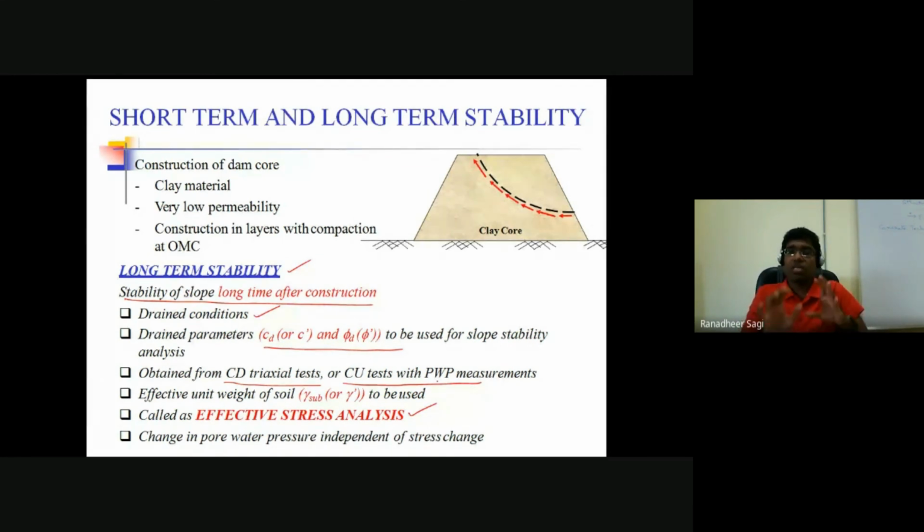Okay, so this is something we really need to know. It's not sufficient to just construct an embankment or a slope. I should understand the stability of that slope immediately after construction, and after some longer period of time after the construction, how the behavior of the slope is going to be. So I have to analyze the slope taking the time factor into consideration. Immediately after construction and after a long period of time, how does the behavior of your slope change? Will the factor of safety increase? Will the factor of safety decrease?